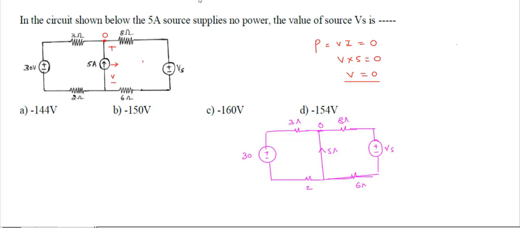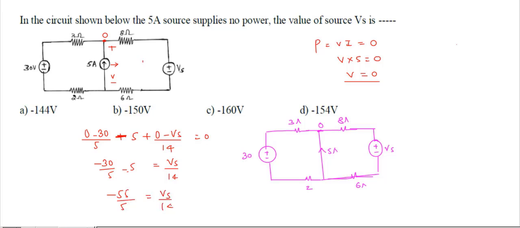Apply nodal analysis here. 0 minus 30 by 5, plus minus current entering 5 amperes, 0 minus Vs by 14 equals 0. So minus 30 by 5 minus 5 minus Vs by 14. 5 5s are 25, 25 plus 30 is 55. So minus 55 by 5 equals Vs by 14, which gives 11. So 14 into 11 equals 154. So I will get minus 154. The answer is minus 154.